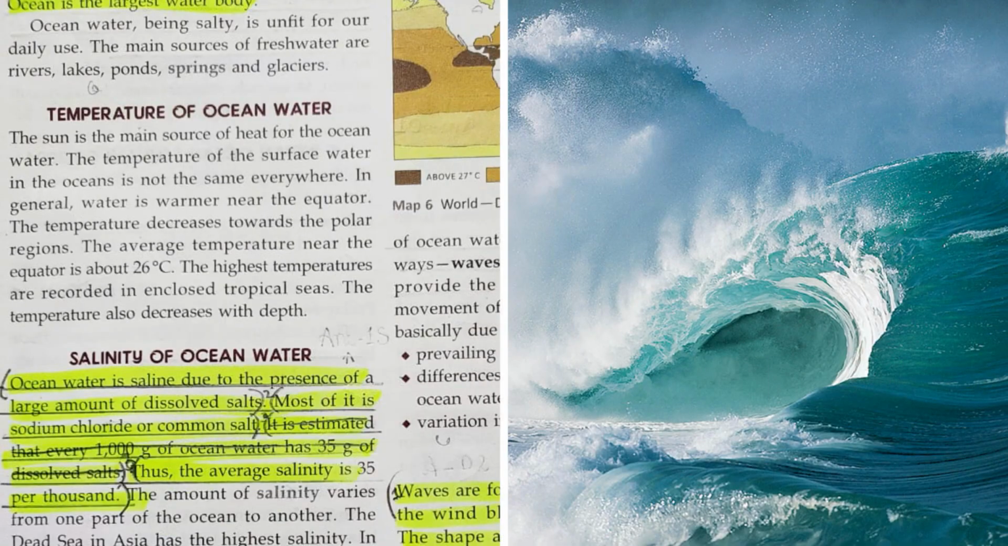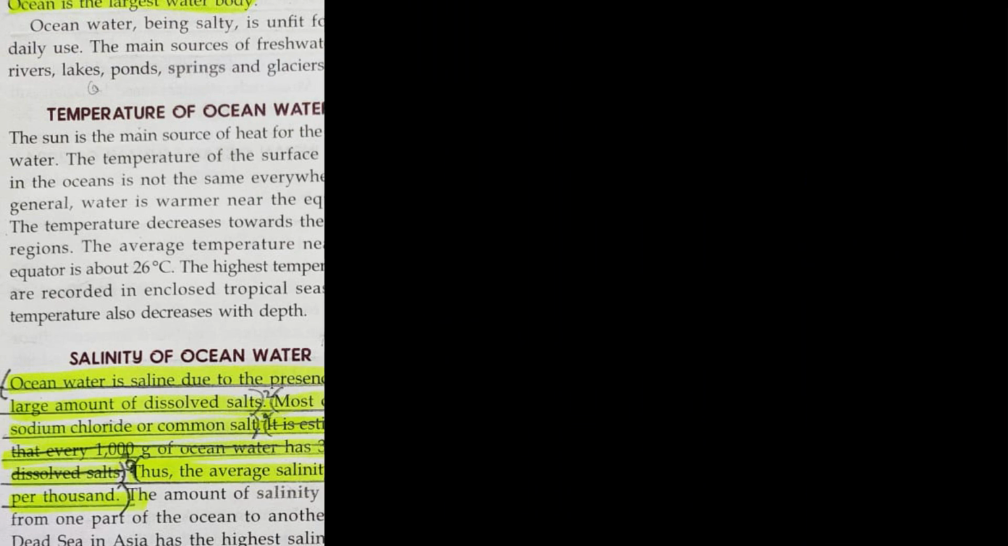Next topic is temperature of ocean water. As we all know that sun is the most important and the main source of heat on the earth. The temperature of the surface water in the ocean is not the same everywhere. Near the equator, as there is direct sunlight, water is warm. And as we move towards the poles, the temperature decreases. The average temperature near the equator is around 26 degrees Celsius. And the highest temperature has been recorded around the tropical sea. The temperature also decreases with the depth of the sea.